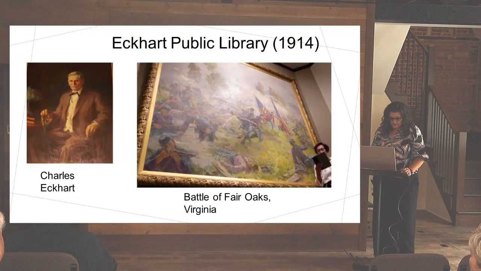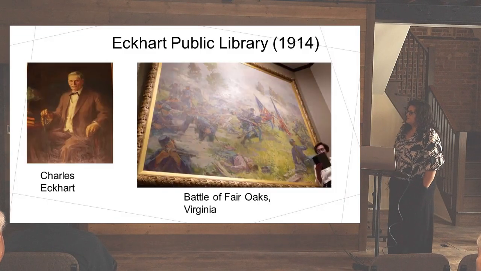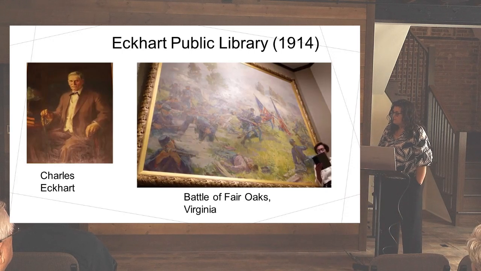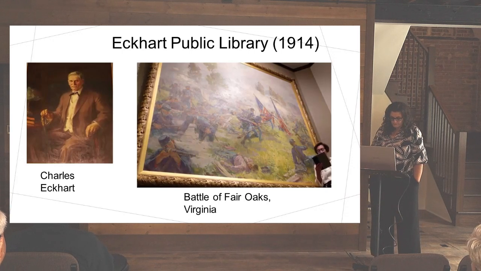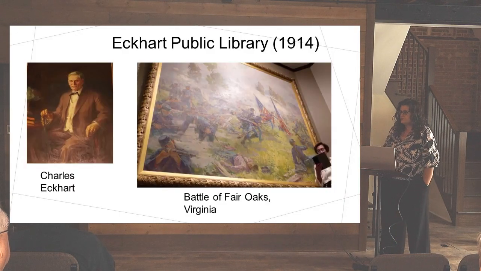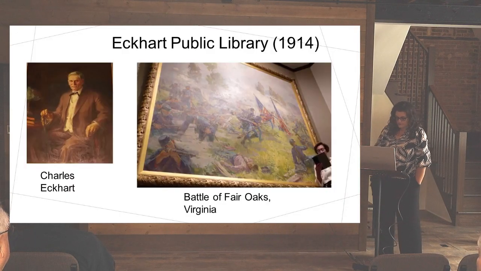Now our next one was painted in 1914. It's a 9-foot wide mural by Grafton, depicts the library's namesake, Charles Eckert, and it's of the Civil War Battle of Fair Oaks in Virginia in 1862, which he was at. Eckert's son Morris had it commissioned by Grafton, and it took Grafton 3 months to paint, and it was all done in his Michigan City studio.